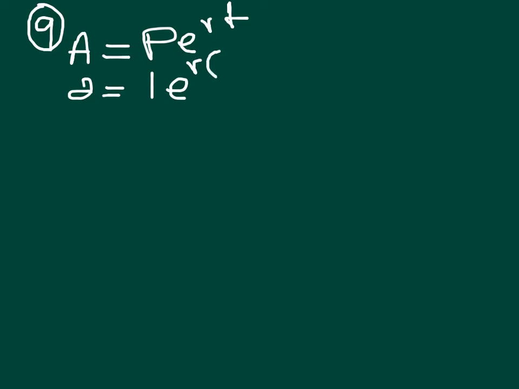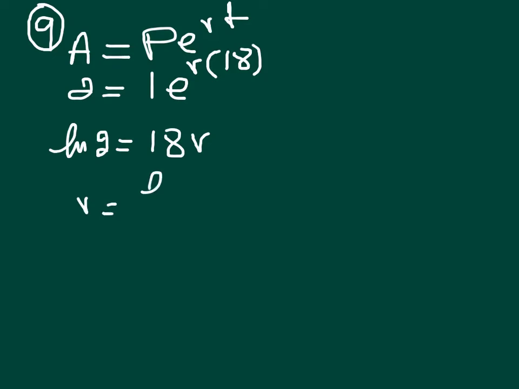Good problem. Number 9. A bacteria culture doubles in 18 hours. So we're going to start with the formula A = Pe^(rt). If we start with 1, we want it to double, and we want to look at the rate at which it's doubling, and it's doubling every 18 hours. If we want to solve for r, I want you to ln both sides, and that will give you 18r, and r is going to equal ln 2 divided by 18.